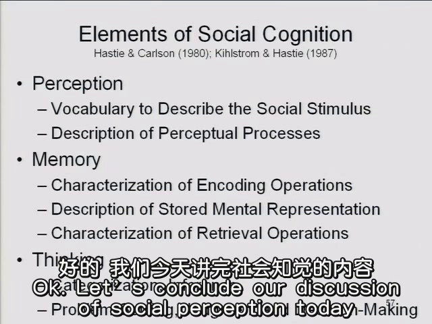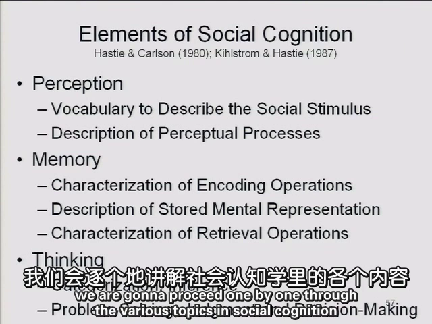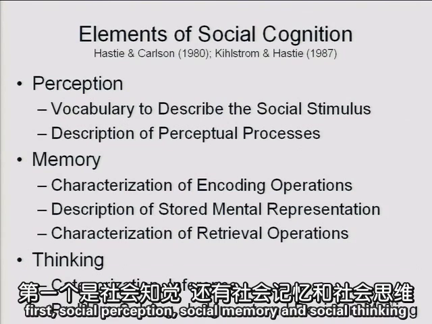Okay, let's conclude our discussion of social perception today. Just to remind you about the format of the course, we're going to proceed one by one through the various topics in social cognition. There are basically three elements here: first, social perception, social memory, and social thinking.